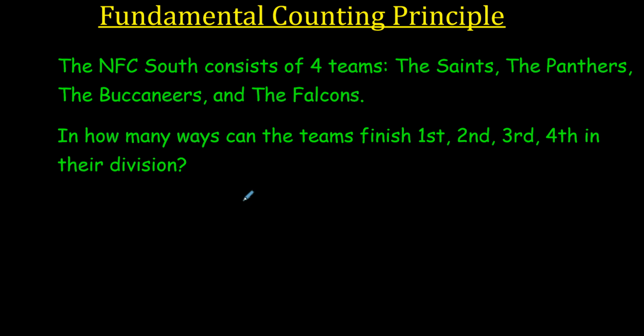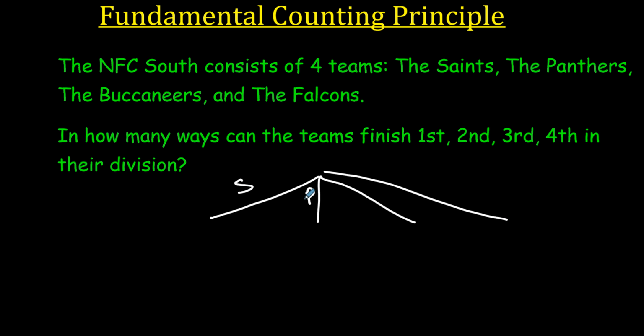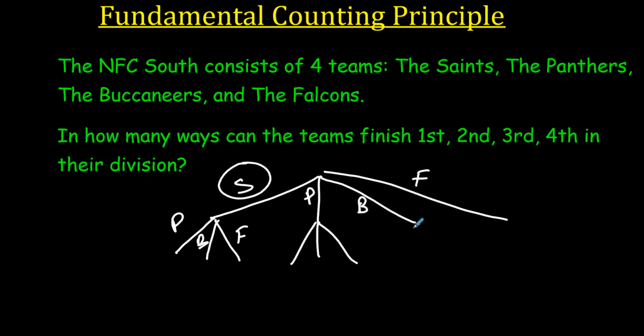There were 4 different ways that teams could finish first. So this would represent the Saints, the Panthers, the Buccaneers, and the Falcons. And then there were 3 different ways teams could finish second because the Saints have already been picked. And so this would be Panthers, Buccaneers, Falcons, and then we had 3 choices for each one. And then once first and second were picked, you had 2 choices.